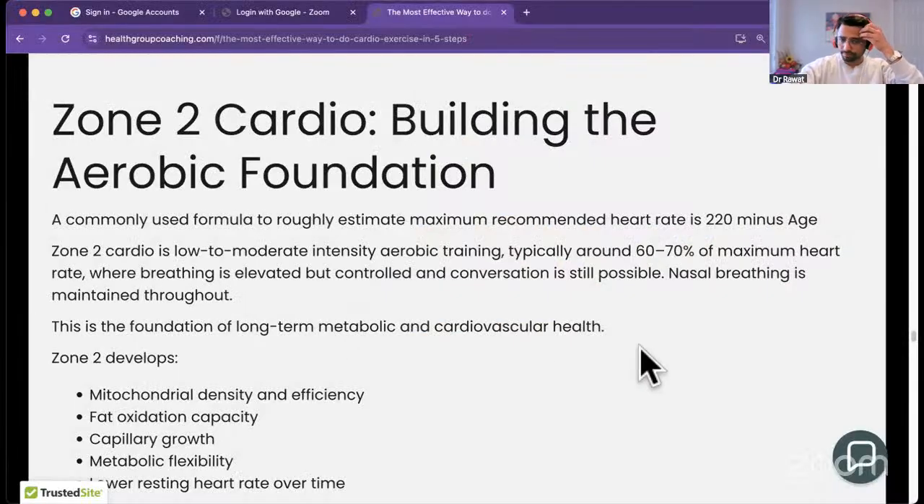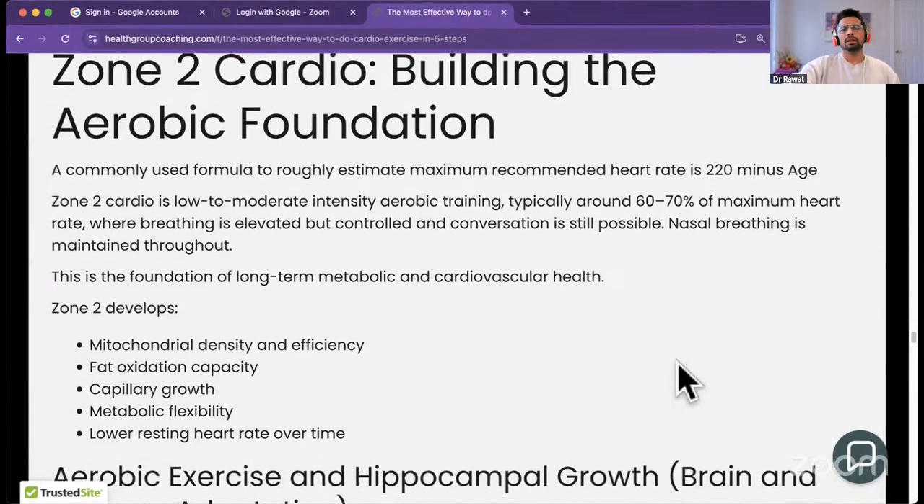So that was level one, being aware of your step counts. Level two is developing that basic cardio, what's called zone 2 steady state cardio. What is zone 2 steady state cardio? It is generally done at about 60 to 70% of your maximum heart rate. Typically, your breathing is a bit elevated, but it is still controlled. You can still maintain a conversation, and you're able to breathe through your nose the whole time.